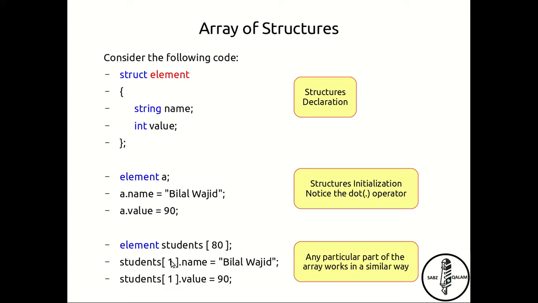But this index is in fact important, because every index out of the 80 indexes here holds a complete structure altogether. So student 0 is one structure element, student 1 is another structure element, student 2 is another structure element, and you can think of it this way, that this structure students, array of students, actually allows you to hold, let's say, the marks of 80 students, their name and their corresponding marks of, let's say, the course data structures.